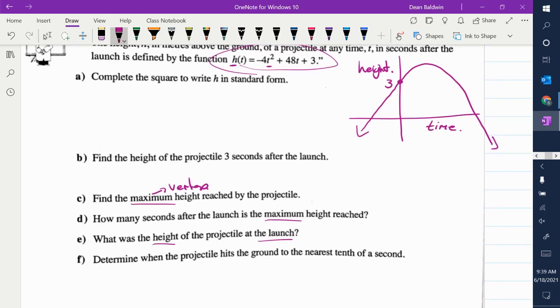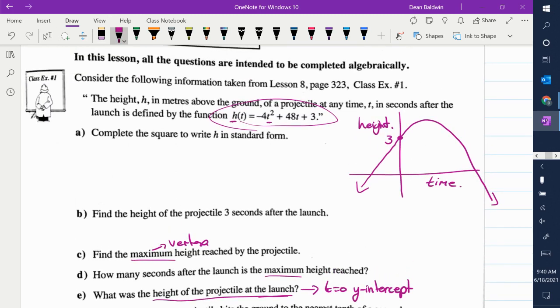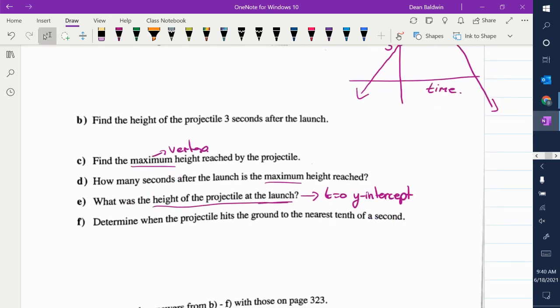When they say what was the height of the projectile at launch? Okay, right before you throw it in the air, you launch it into the air, what is your time? 0, right? So what am I really looking for when I say what is the height of projectile at launch? T is equal to 0, which is the Y-intercept. We can answer that right now. What is it? 3. What are the units? Meters. We're in meters. So 3 meters.